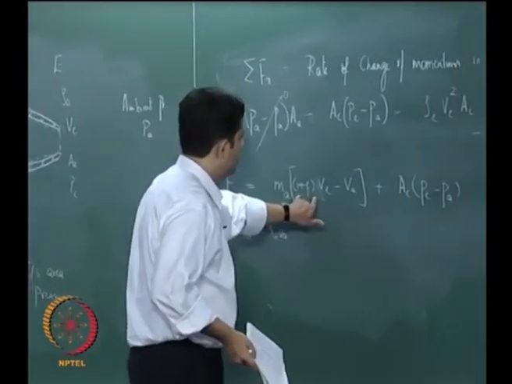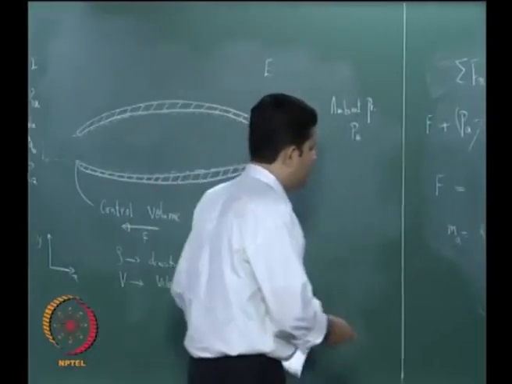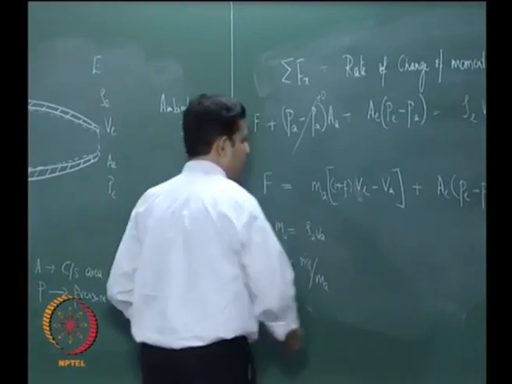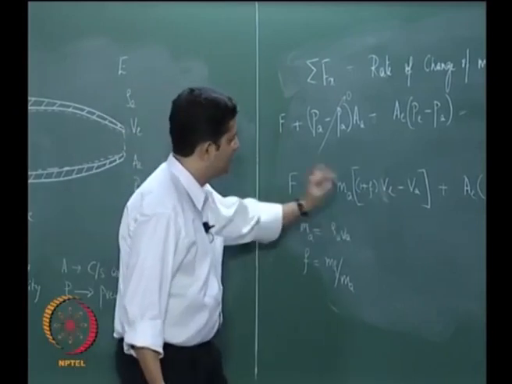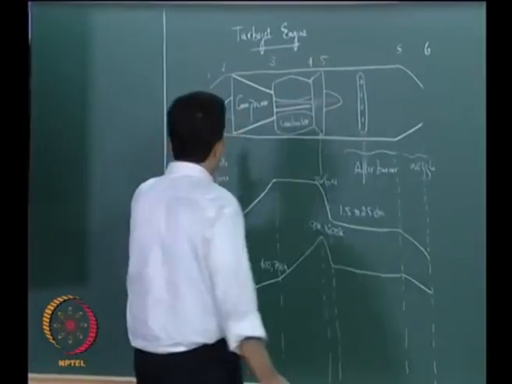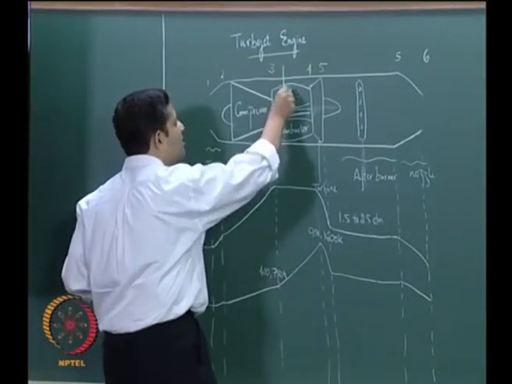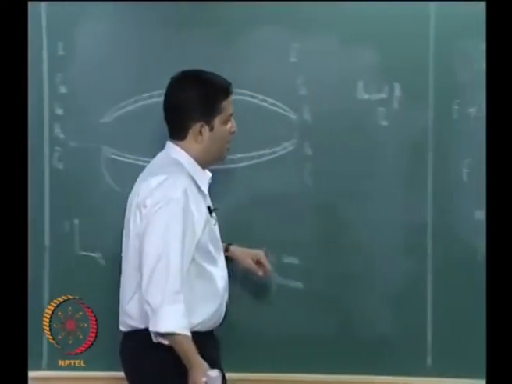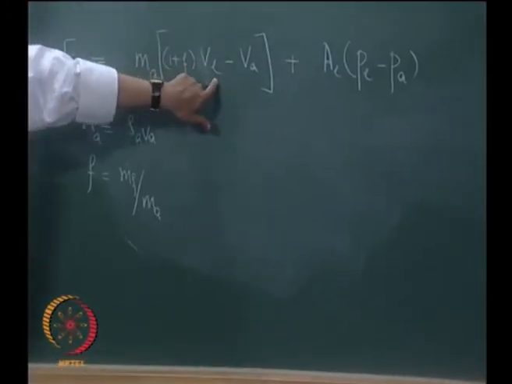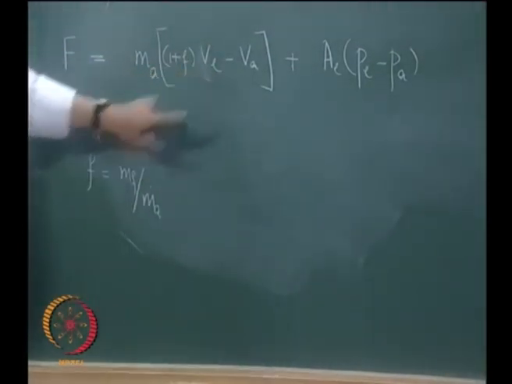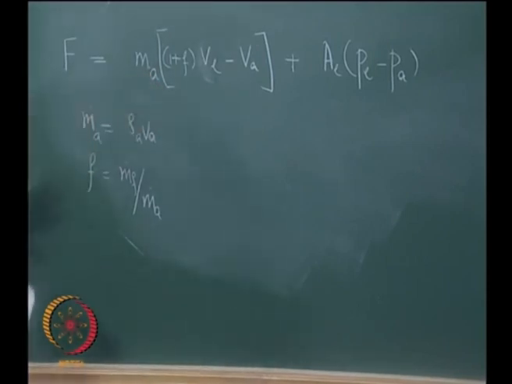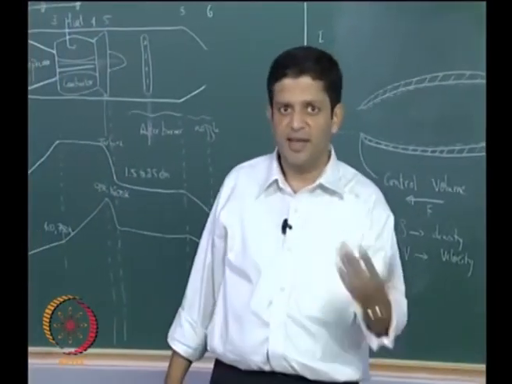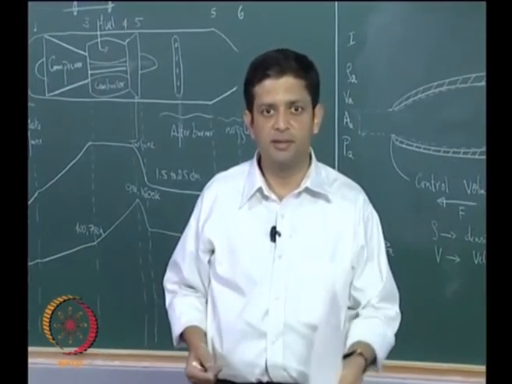Now the 1 plus f constitutes, remember, in our earlier class, we had defined f as the mass flow rate of fuel divided by the mass flow rate of air. Inside the engine, you are adding fuel in the combustor, so there is an increase in mass, and that is why you have 1 plus f when it is going out. So this is the thrust equation for a turbojet. We will discuss more about the turbojet in the next class. We will stop here.